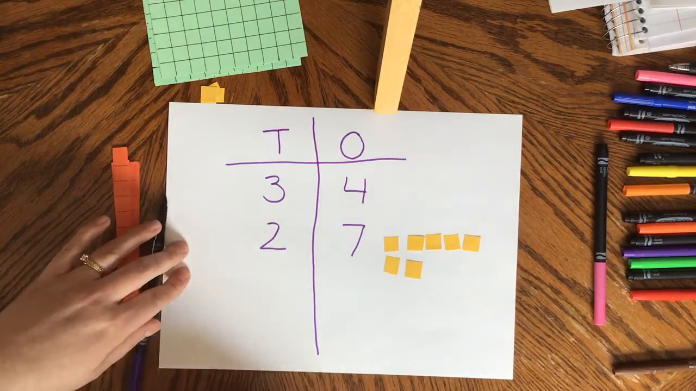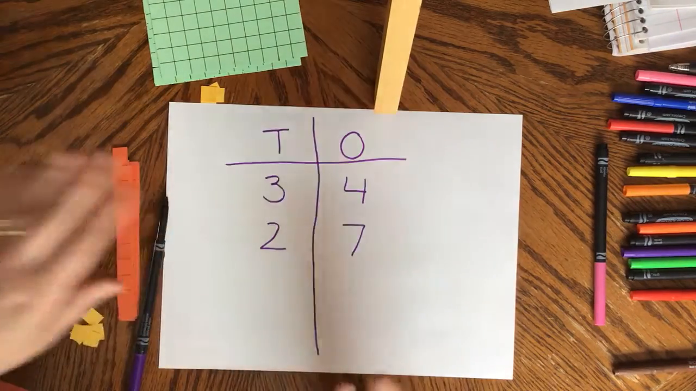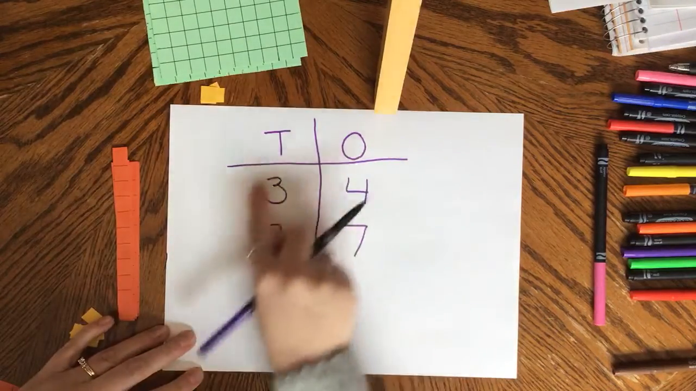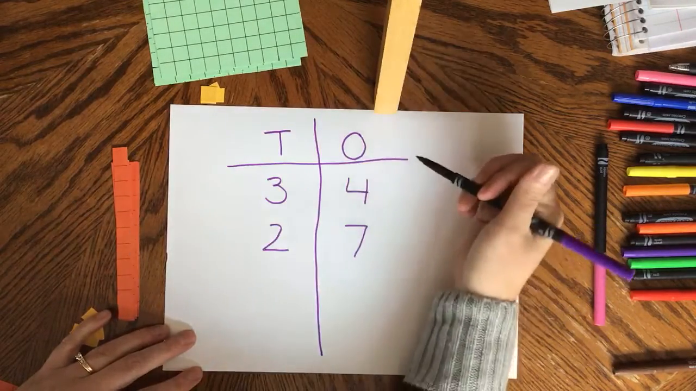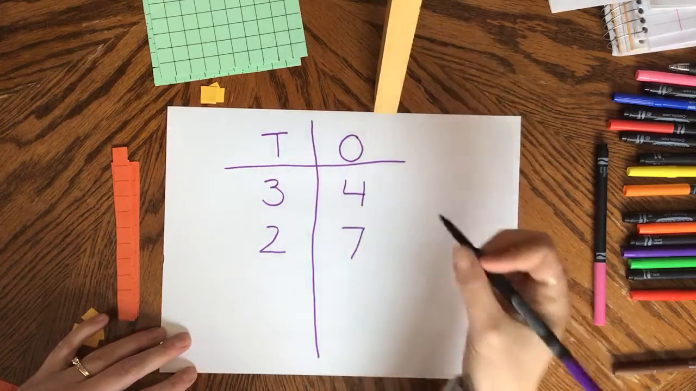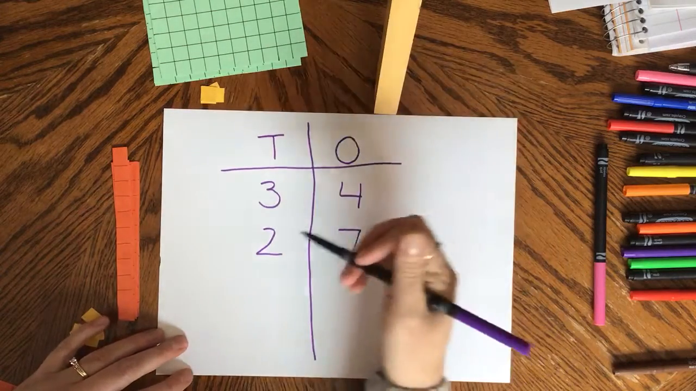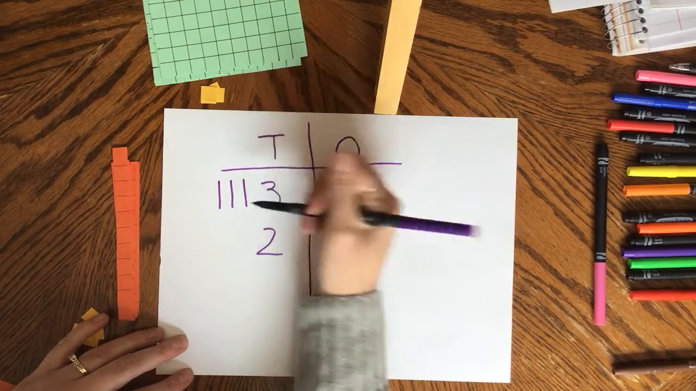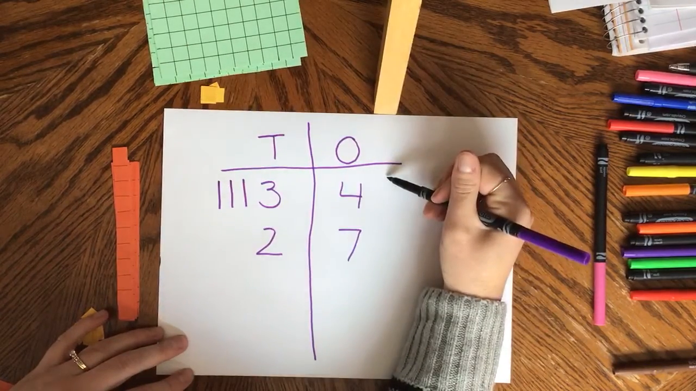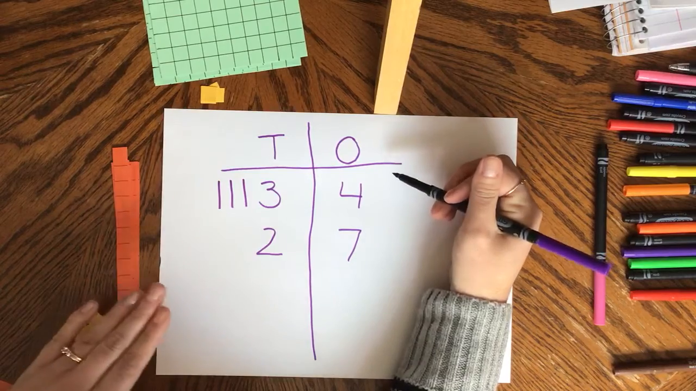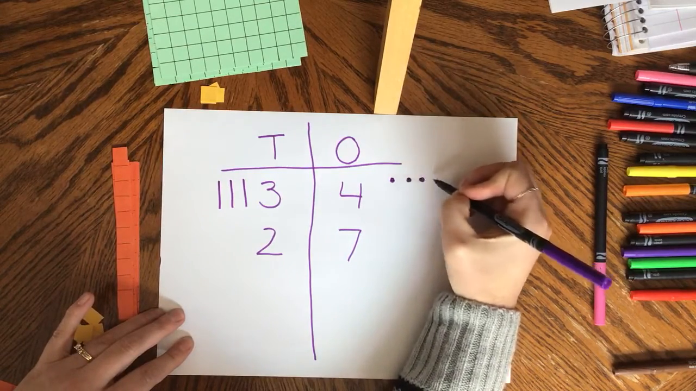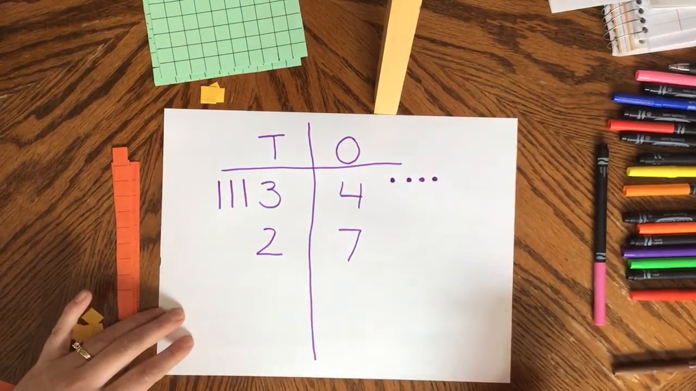Now, if I did not have these pieces and I did not want to make these pieces at home, I can represent these numbers using lines and squares. So for 34, I could show that with 1, 2, 3, and then I can draw my ones in any way that I want to. You could use dots: 1, 2, 3, 4.